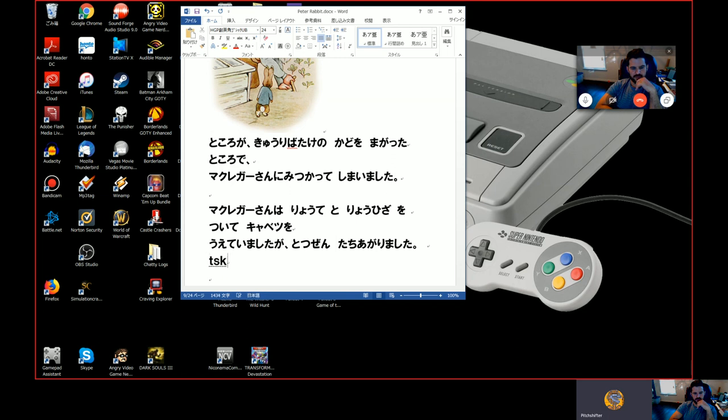What's the dictionary form for this? The dictionary form is tsuku. Okay. That's the dictionary form. It means to touch. It isn't exactly touch, but it's hard to explain. Well, maybe in this context, it means touch, because McGregor was on his hands and knees. Okay. So that means he was touching the ground with hands and knees. I understand. So it can be translated as touching.